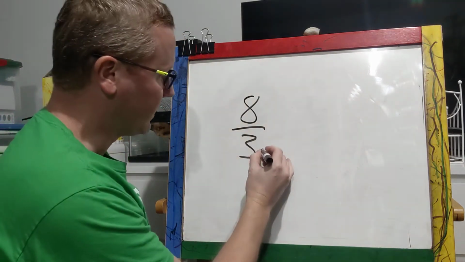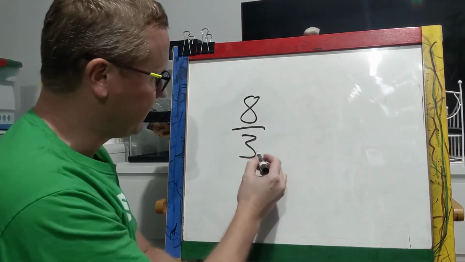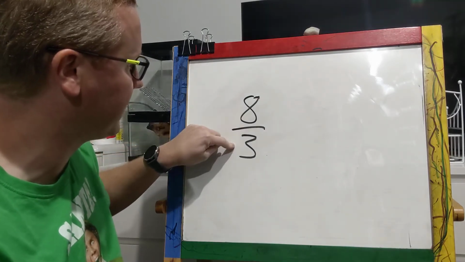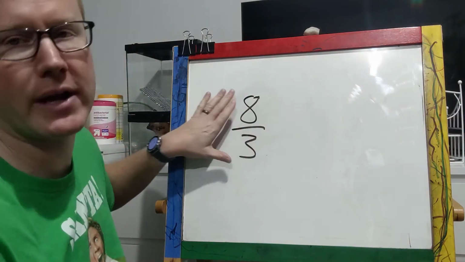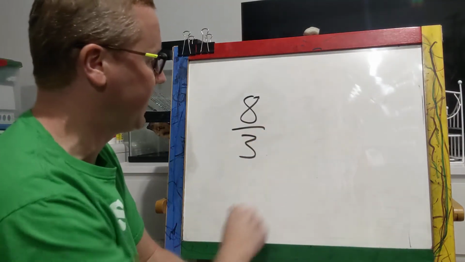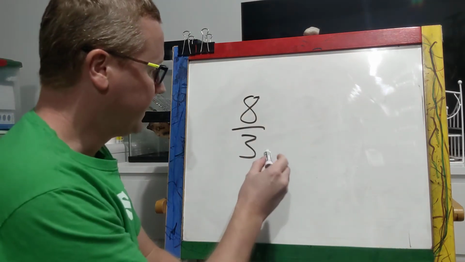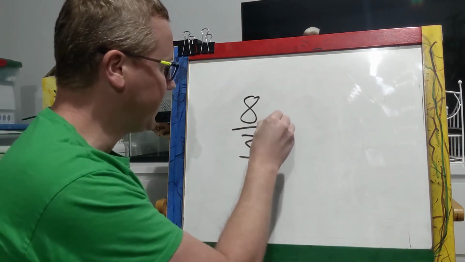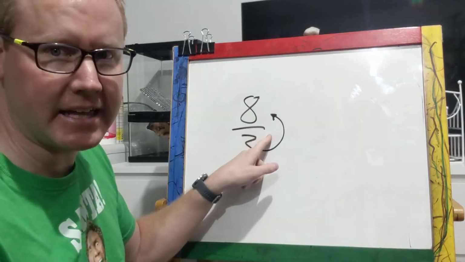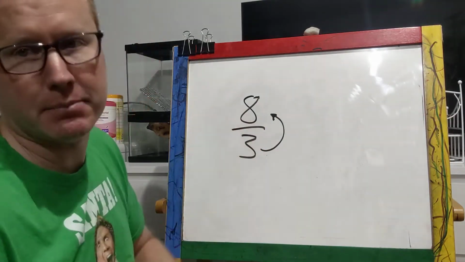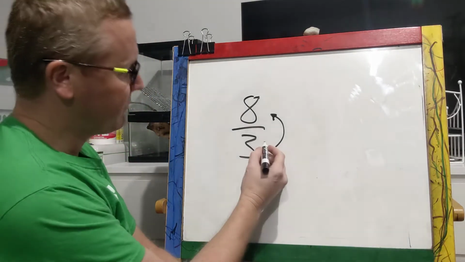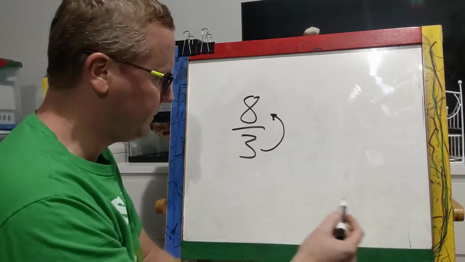Improper to mixed. If we're going from an improper fraction where the top is bigger than the bottom, it means that this number is greater than one whole. There's more than one whole in this number, so we want to figure that out. We've been asking, how many times can 3 go into 8? Another way to say that is, what is 8 divided by 3? Some of you have picked up on that, which is awesome.